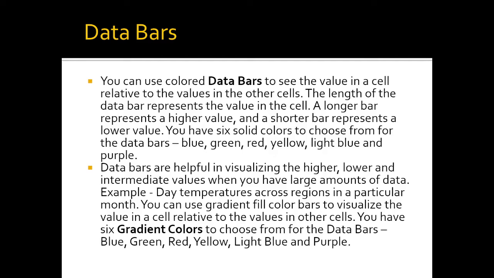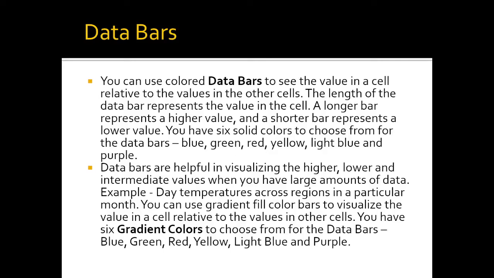Next, we discuss data bars. You can use colored data bars to see the value in a cell relative to the values in the other cells. The length of the data bar represents the value in the cell. A longer bar represents a higher value, and a shorter bar represents a lower value. You have 6 solid colors to choose from for the data bars. These are blue, green, red, yellow, light blue, and purple. Data bars are helpful in visualizing the higher, lower, and intermediate values when you have large amounts of data.